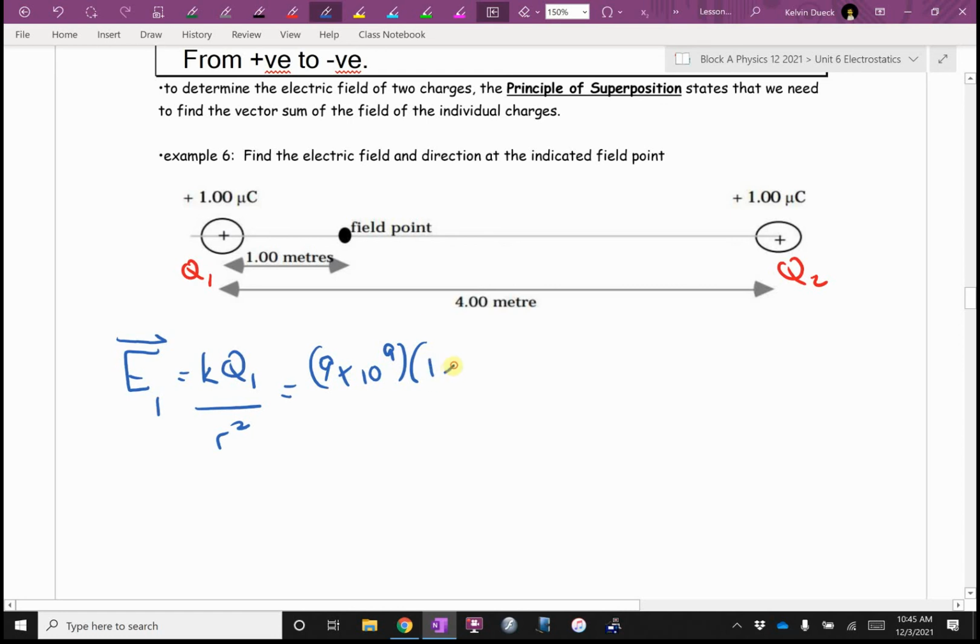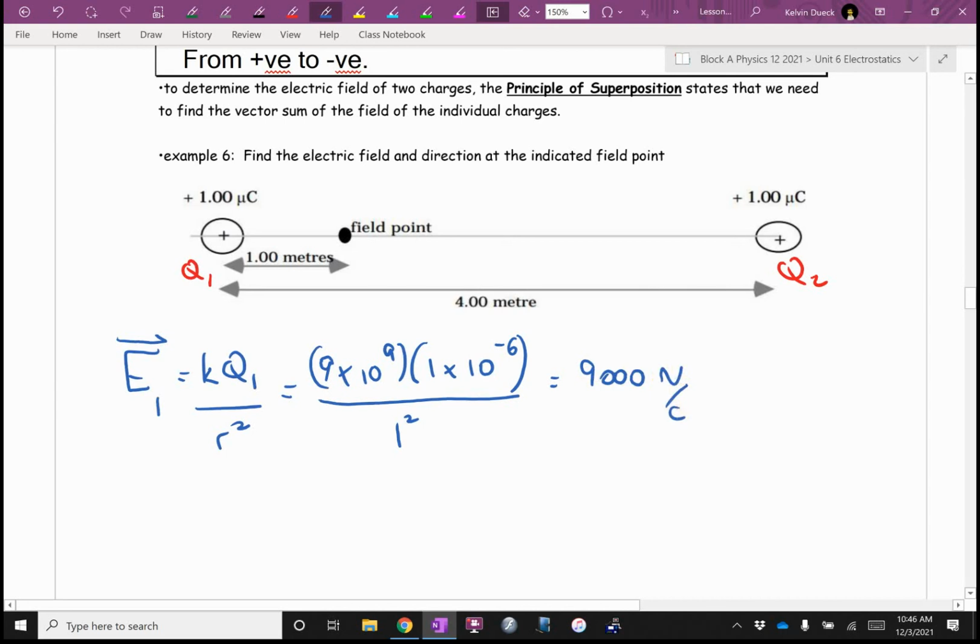Q1 is 1, and then microcoulomb is 10 to the negative 6. That's why I said it's worth memorizing. Why am I always giving you microcoulombs? I think I told you 1 coulomb is massive. It would fry you. So I want to try and give reasonable values. Over 1 squared. I mean, there's lots of ones here, but there's powers and exponents. If you want to use a calculator, you can. Think you're going to get 9,000, but double check me. 9,000? Units, electric field.